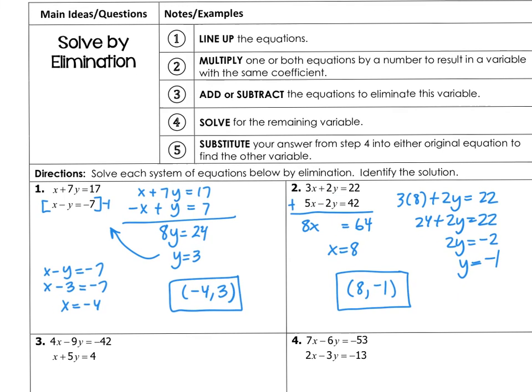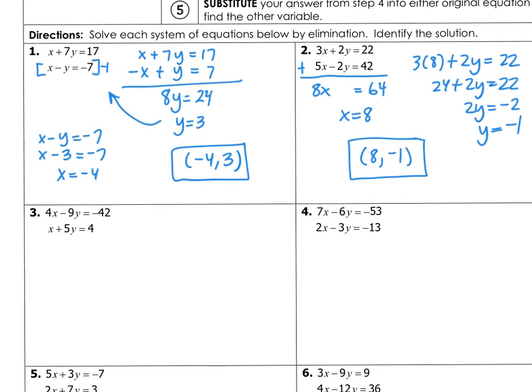All right, so let's keep going. Number 3. Okay, notice that this x has a coefficient of 1. So it's always best to work with those. If you see that, work with those. So I can multiply this bottom one by -4 so that my x's would cancel. So the top equation stays the same.